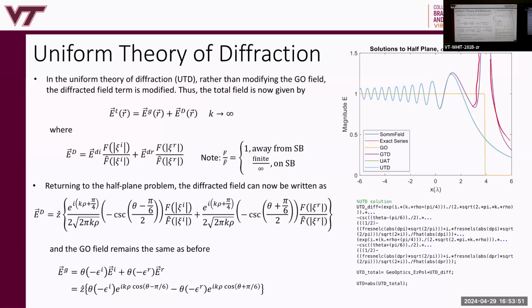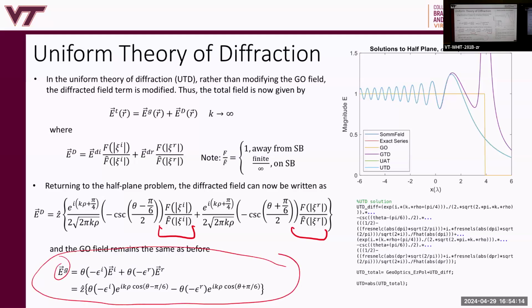So it kind of tames this. How can it just be taming that? Well, this is the singularity in the GTD field, right? So we're kind of multiplying it out or canceling it out. Or this ratio is, right? So returning to the half-plane problem, the diffracted field can now be written as, all we do is add this and this, right? In our half-plane solution. GO remains exactly the way it was before, lowercase g.